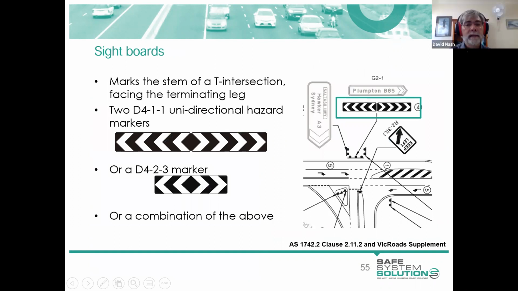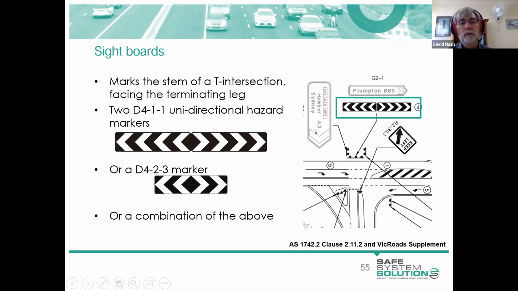Okay. And then you've got sight boards, which are just another usage, if you like, of hazard markers. So if you have a T-junction, particularly in rural areas, you want to make sure that people don't drive all the way through from the stem of the T when there's no road on the far side. They've got to recognise that they have to come to a stop, or at least slow down to give way. So sight boards are very important, and they're called sight boards because it's important that they can be seen from a distance.